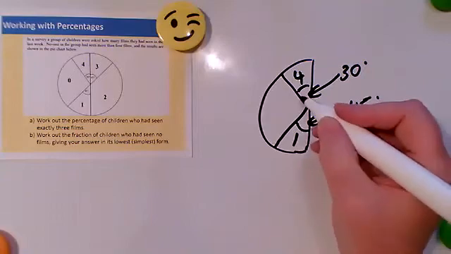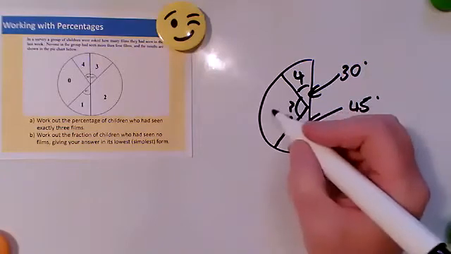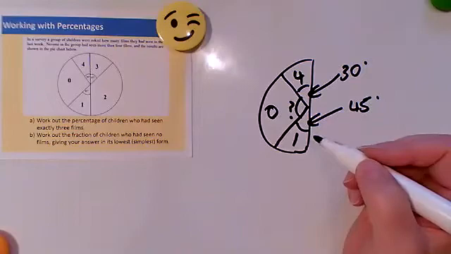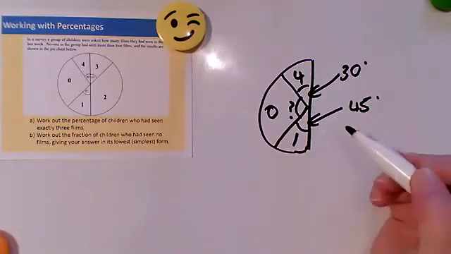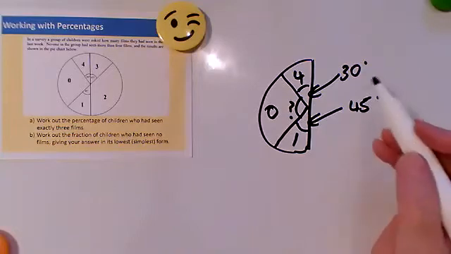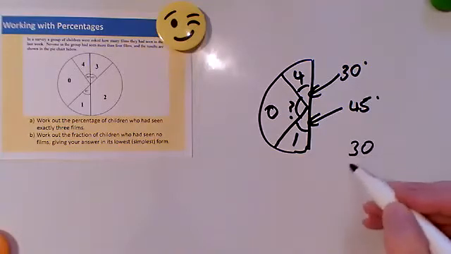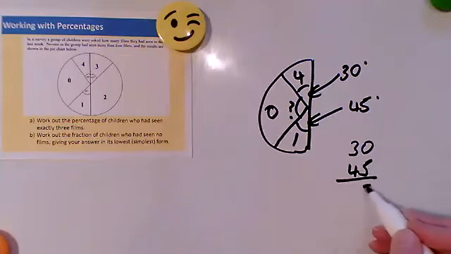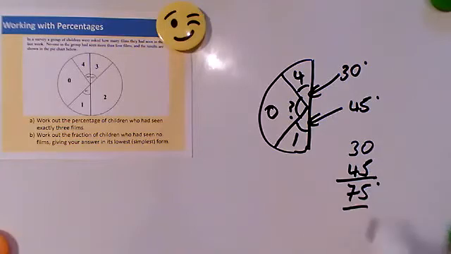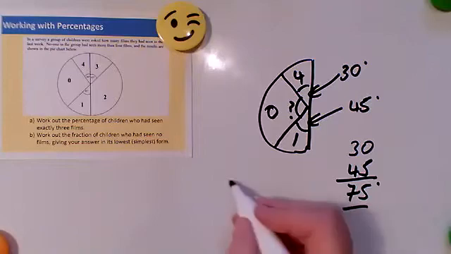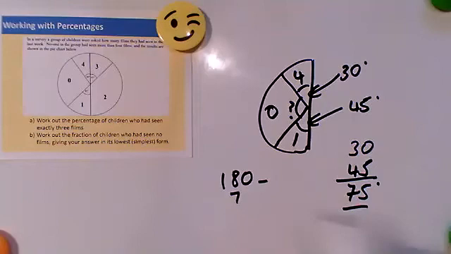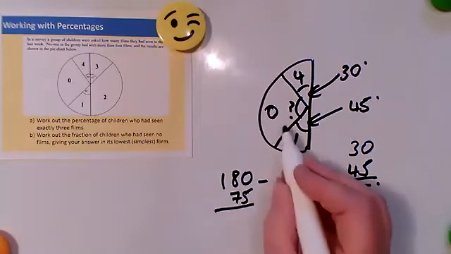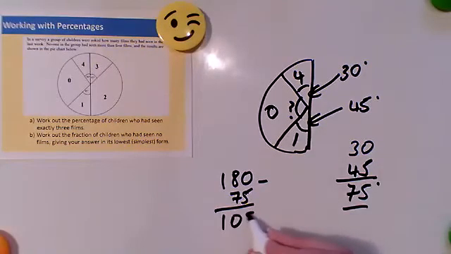And how I'm going to work out this angle here for the children that saw no films is by remembering that angles on a straight line will always add up to 180. So I've got 30 and 45 degrees already given to me. So that gives me 75 degrees in total. I know there's 180 degrees in total when I add all these up, so the difference between them will tell me the angle here. So that is 105 degrees.